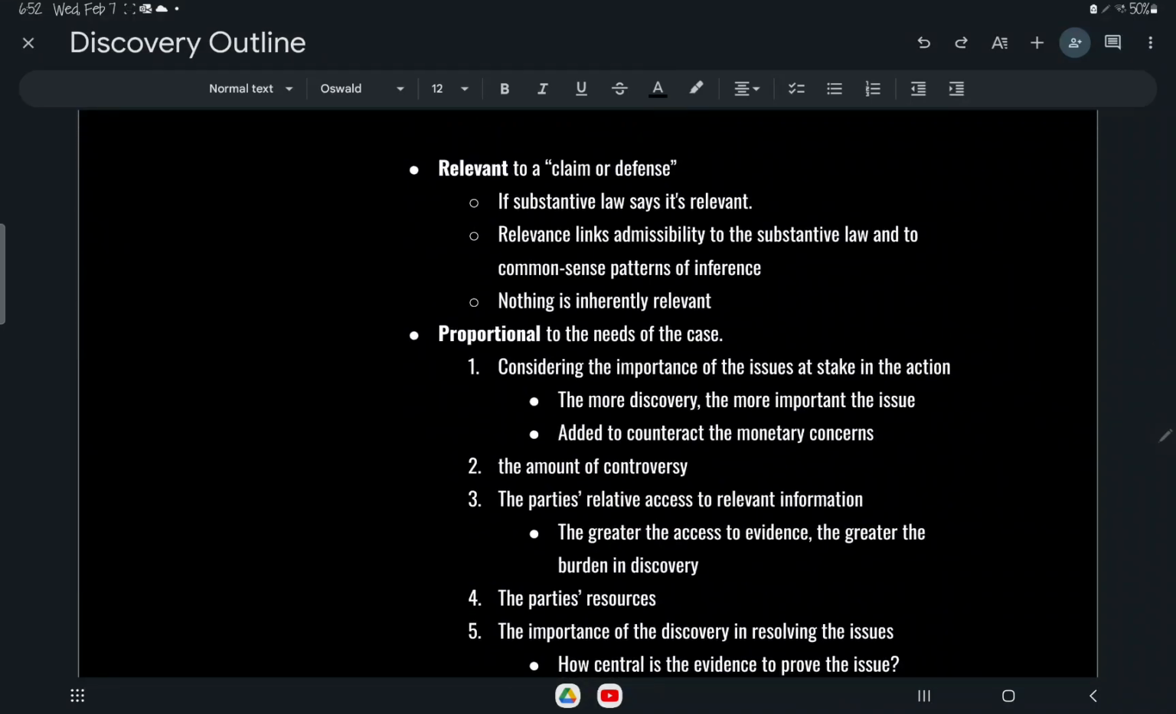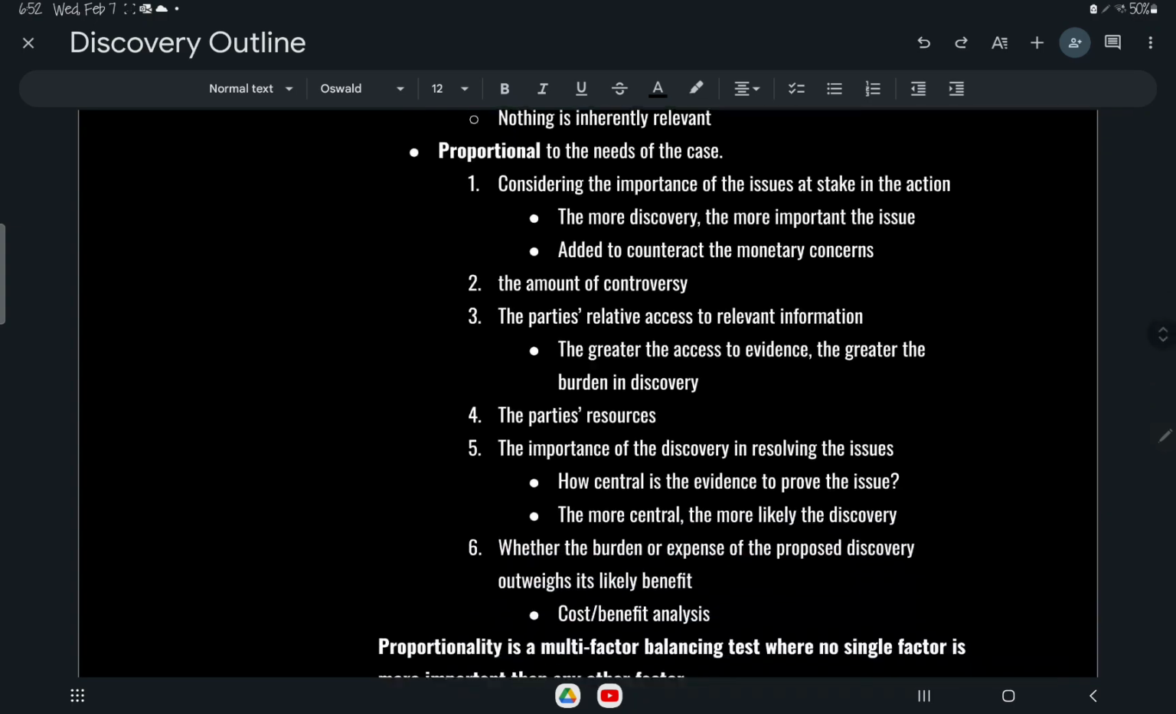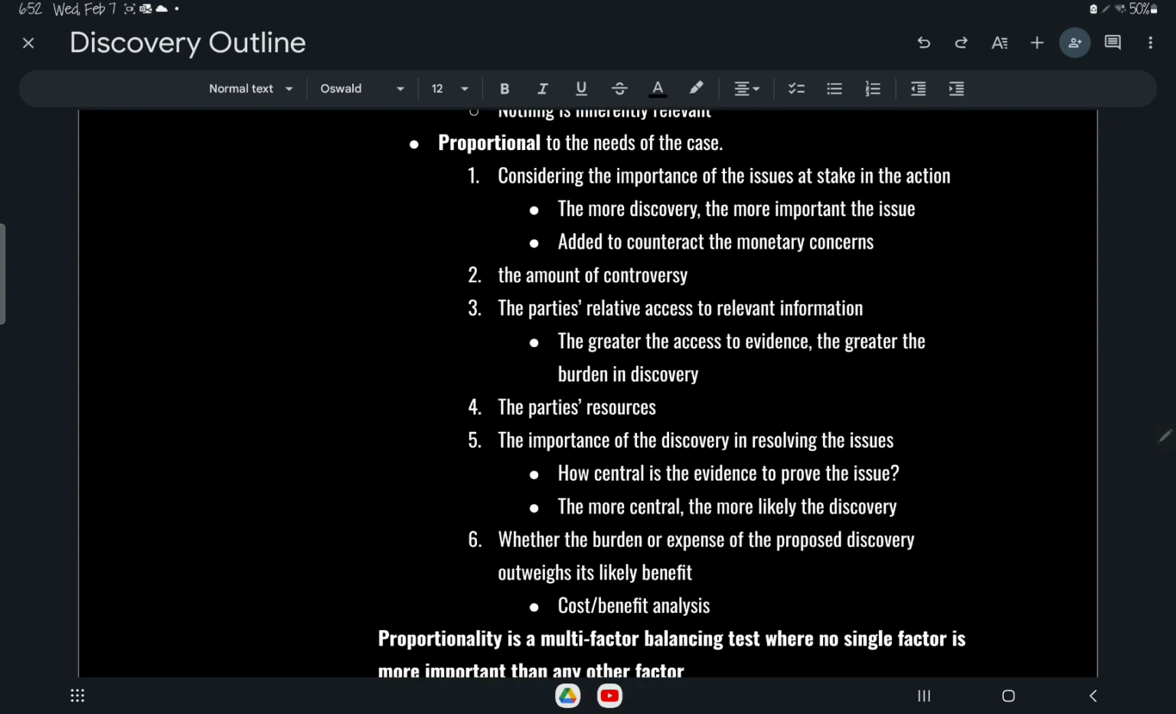Discovery has to be relevant to a claim or defense. If substantive law says it's relevant, it's relevant. Relevance links admissibility to the substantive law and to common sense patterns of inference. Nothing is inherently relevant. It has to be proportional to the needs of the case. First, consider the importance of the issues at stake in the action: the more important the issue, the more discovery. Second, the amount in controversy, added to counteract monetary concerns. Third, the party's relative access to relevant information: the greater the access to evidence, the greater the burden in discovery.